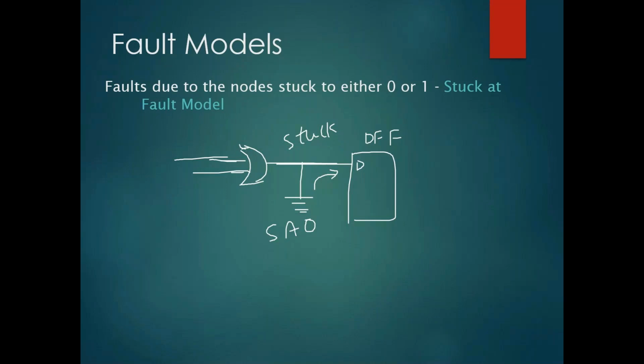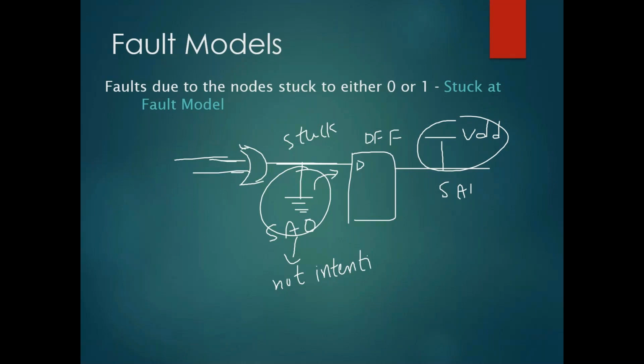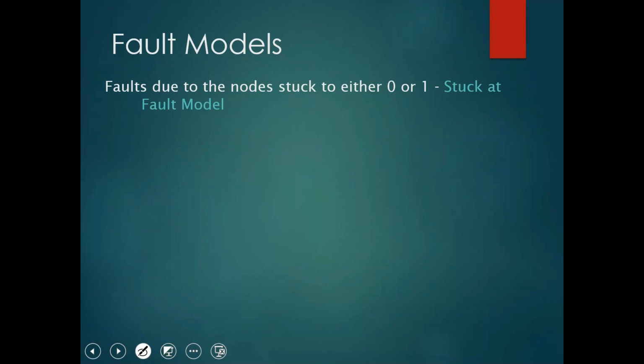The same thing, imagine some net connection got connected to a power supply like VDD. We call that a stuck at 1. These short connections are not intentional, which means we don't want to connect them. But during manufacturing a short connection happened, which means there is a defect in the device. So likewise we can categorize the defects into something called fault models.